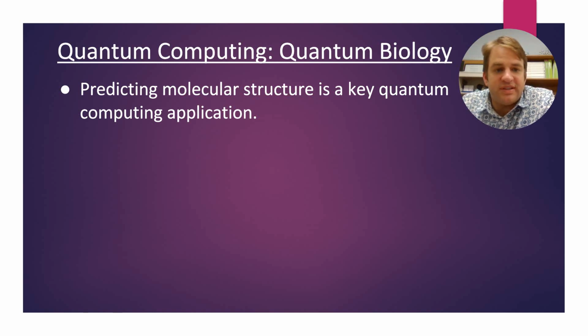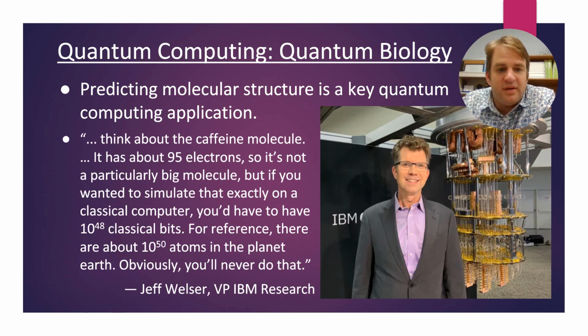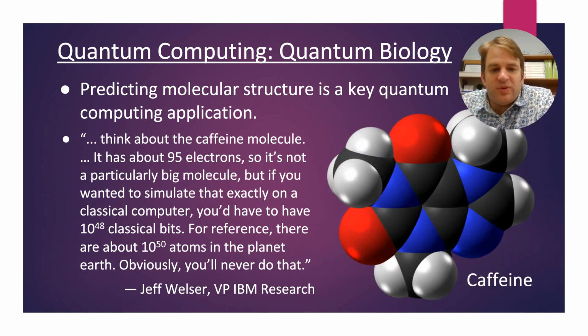Predicting molecular structure is a key quantum computing application because if we think about a simple biomolecule like caffeine, according to Jeff Welser, the vice president of IBM Research, we think about caffeine. It has about 95 electrons, so it's not really that big. But if you wanted to simulate that exactly on a classical computer, you'd have to have 10 to the power of 48 classical bits. And for reference, there's about 10 to the 50 atoms on the planet Earth. So unless you're planning on commandeering all the atoms in Earth to build your computer, it's not going to work out.